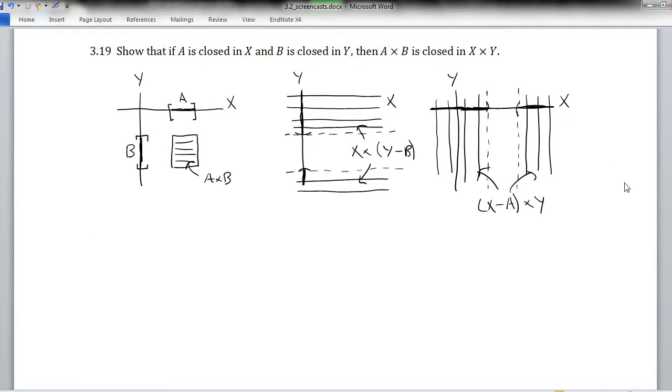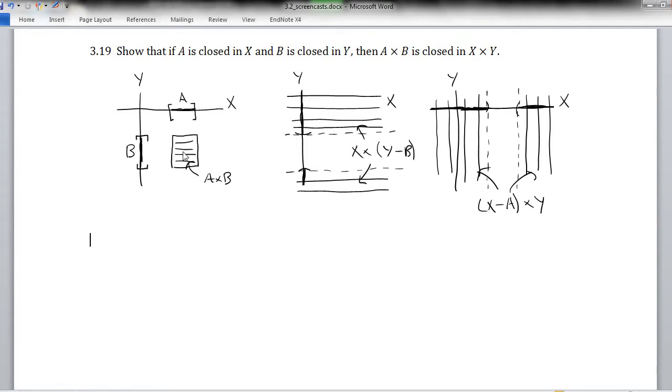Exercise 3.19. Show that if A is closed in X and B is closed in Y, then A times B is closed in X times Y, where we're taking the product topology on X times Y. All right, well, here's a picture of A times B. If A is a closed subset of X and B is a closed subset of Y, then in this sort of depiction, the product A times B would look like a closed rectangle.